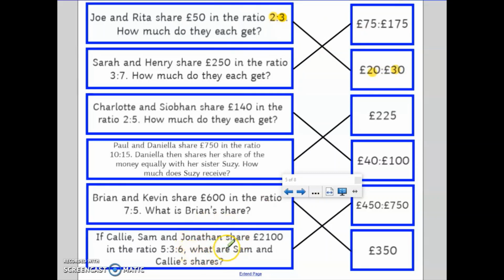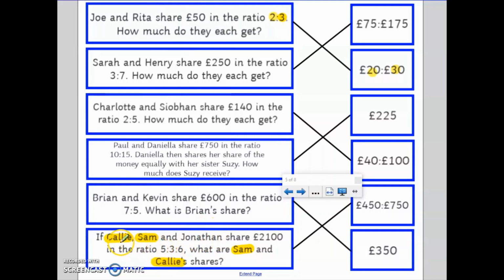Let's have a look at this question down here. Callie, Sam and Jonathan share 2,100 in the ratio 5:3:6. What are Sam and Callie's shares? So notice it's talking about Sam and Callie. And look at the way the question is worded. What are Sam and Callie's shares? So in the question, Sam comes first and Callie comes second, and we're not even asked to show Jonathan's value.